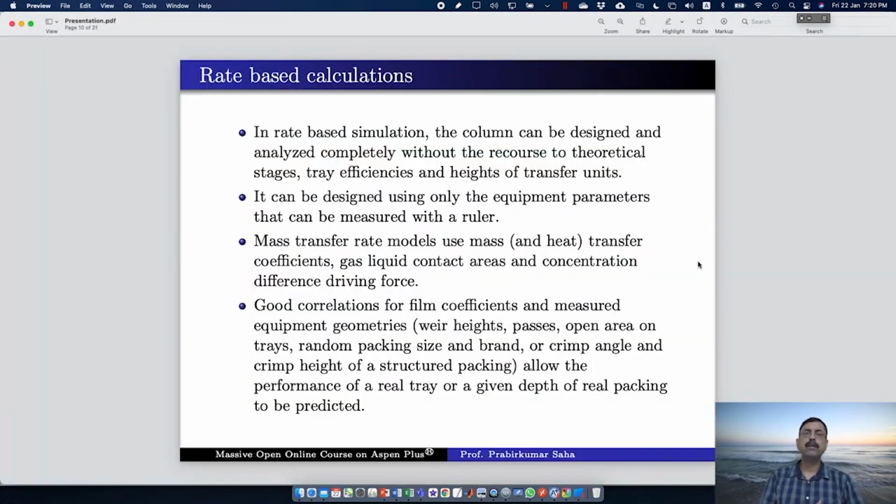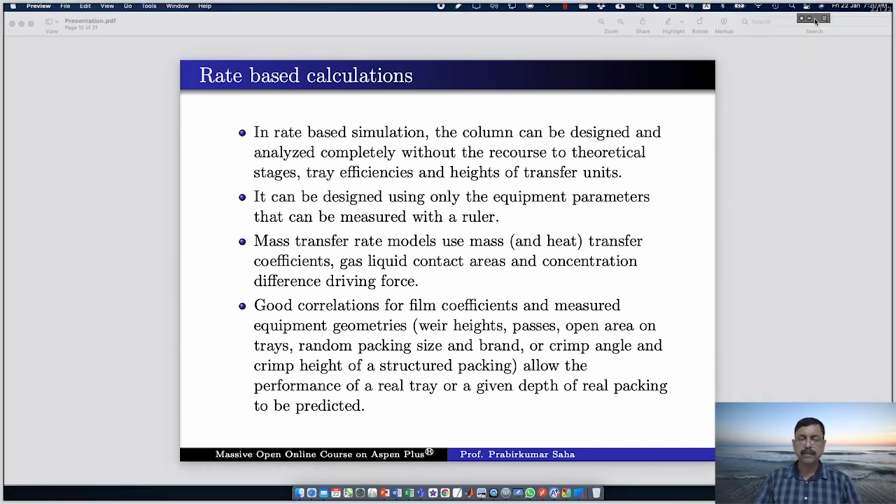Till now we were doing only equilibrium based calculation. Now we will see how the rate based calculations are done. In rate based simulation, the column can be designed and analyzed completely without recourse to any theoretical stages, spray efficiencies and height of transfer units. You can literally take a ruler and measure the height in feet and meters and give that information to Aspen Plus, and it can calculate on the basis of rate.